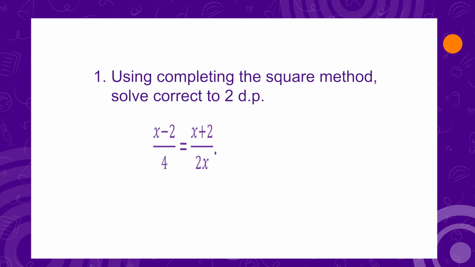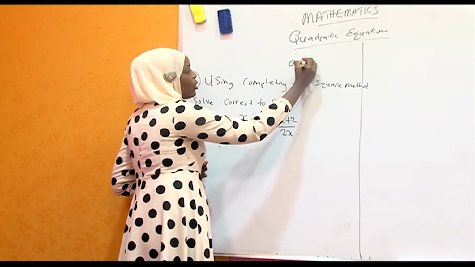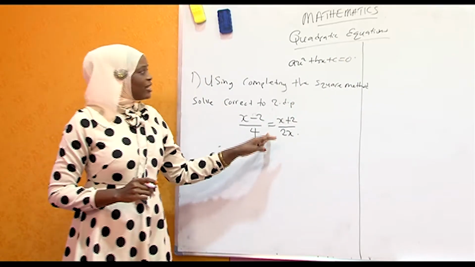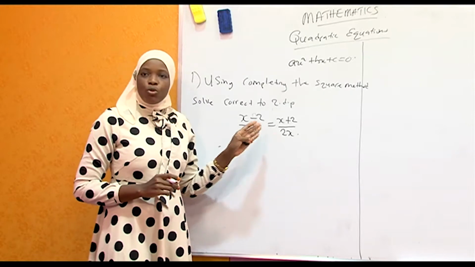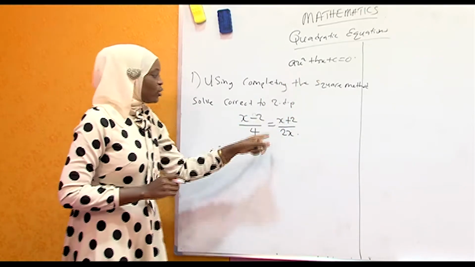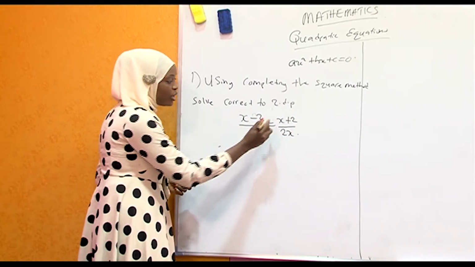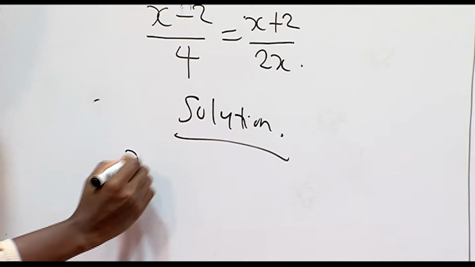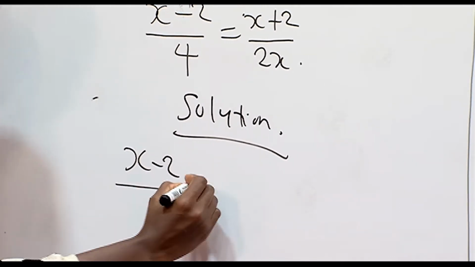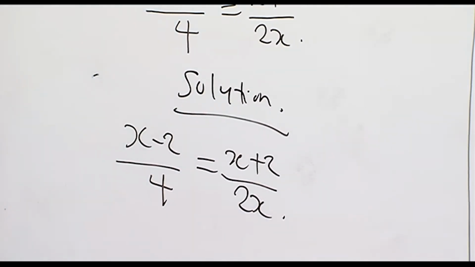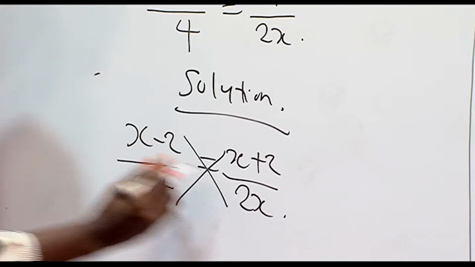So with this, you look at this question. It's not yet in the form of a quadratic equation. Remember I said your quadratic equation is in the form ax squared plus bx plus c equals 0. But if you look at this equation here, it is not in this form. So before you go ahead, we'll try to evaluate this equation so that it becomes a quadratic equation. Solution. Having this equation, (x minus 2) over 4 equals (x plus 2) over 2x. You cross multiply, because a fraction equals to another fraction.